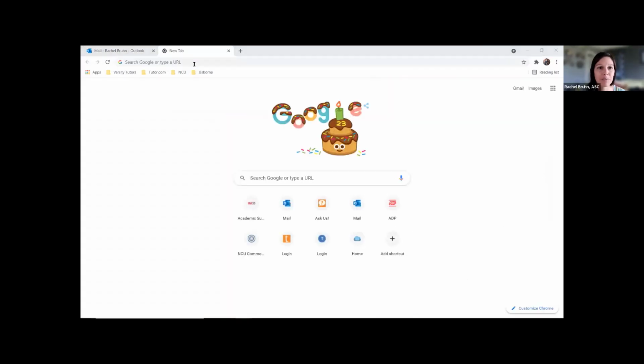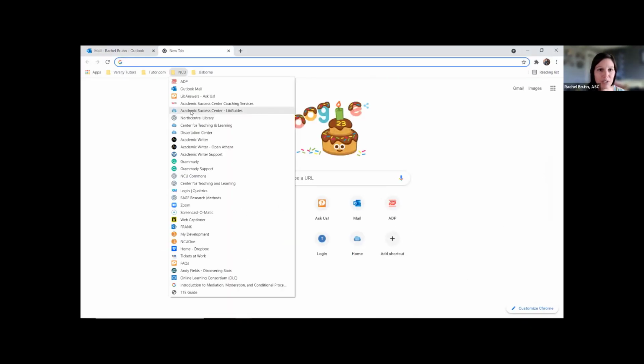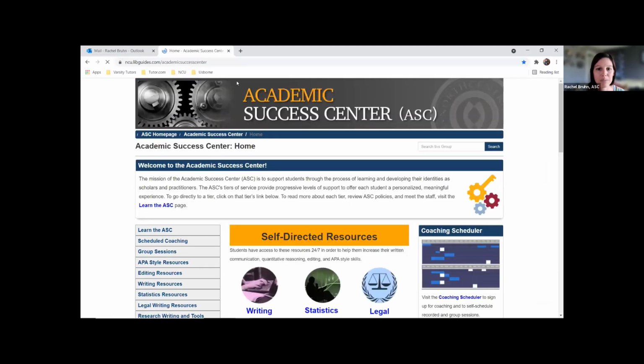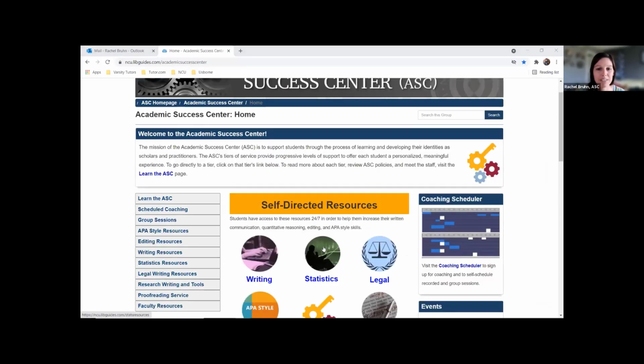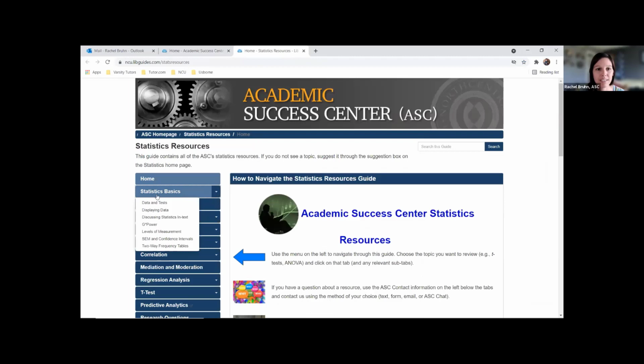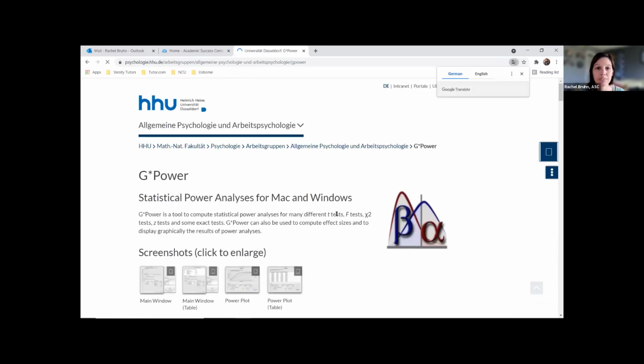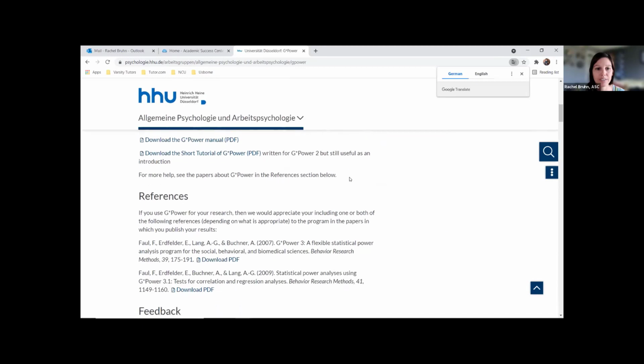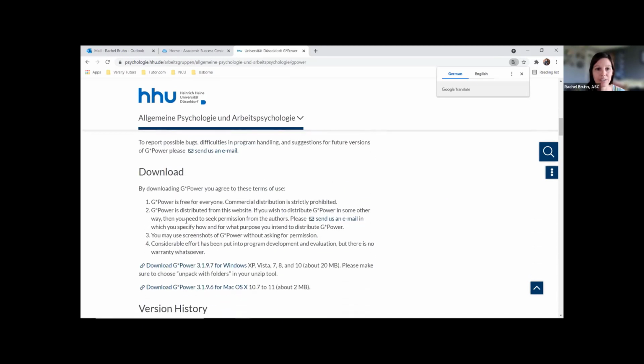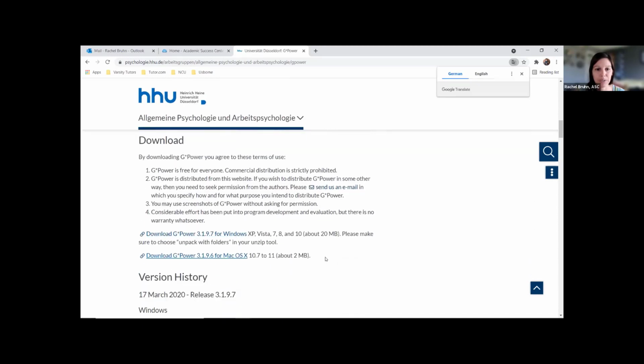So let me move this stuff around here. So if you go to the Academic Success Center website, go to our statistics resources, go to Statistics Basics, scroll down. There's a link here for G-Power 3. And this will take you to their homepage. And then once you're here, you can scroll down and there's the download section here. So you can download it for Windows or Mac.